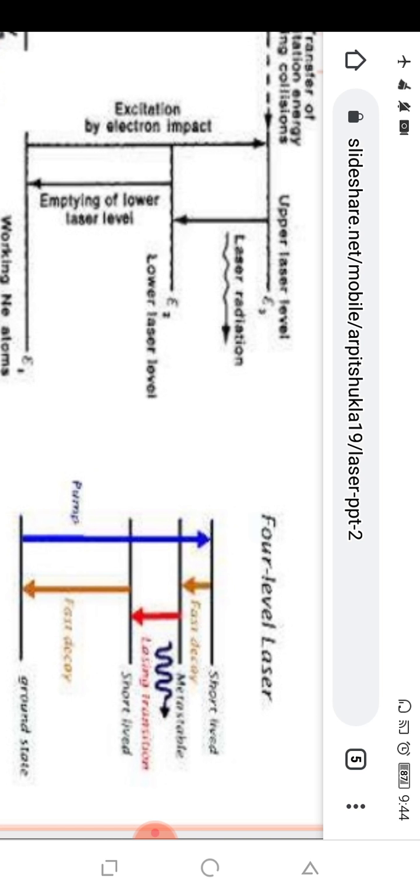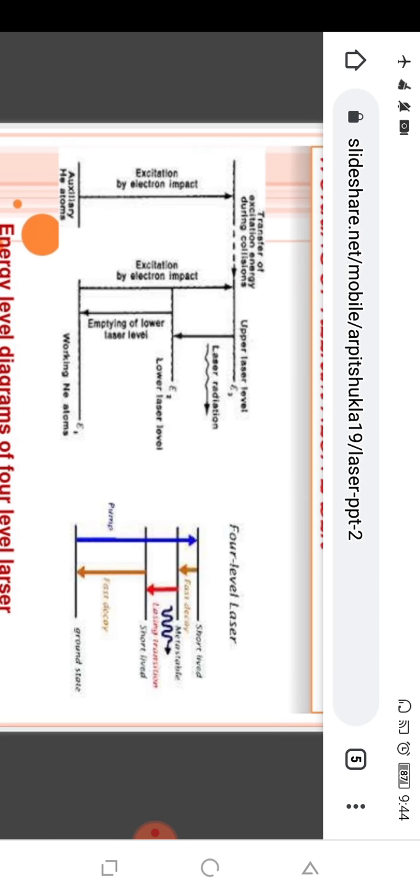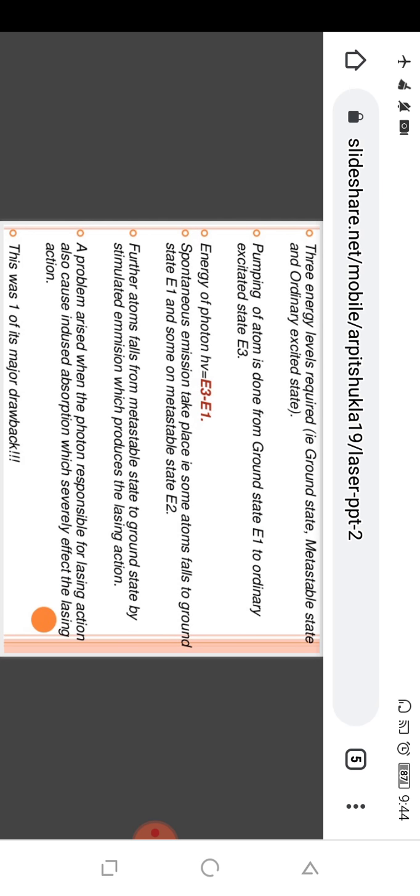Once again, when the atoms are deposited here and population inversion is achieved, from the second short-lived state all the atoms return to the ground state, producing another fast decay, producing a beautiful stimulated emission radiation. And this is a 4-level laser.